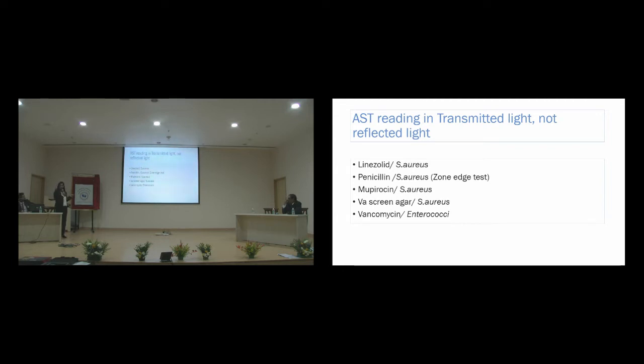Linezolid, when reading linezolid in Staph aureus; the penicillin zone edge test; mupirocin disc diffusion for Staph aureus; vancomycin screen agar in Staph aureus; and while taking the vancomycin disc zone diameter reading in enterococci. In all these conditions we should use transmitted light, not reflected light.